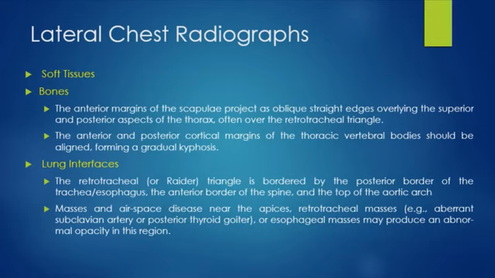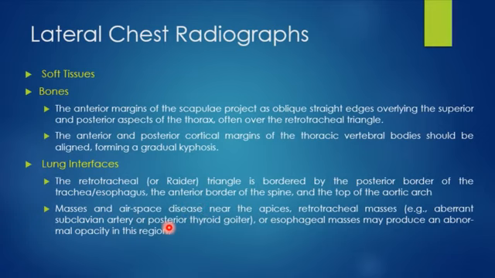Passing to lateral chest radiograph, soft tissues are usually seen because the air will outline the axillary folds till it reaches the arm. Above the bone, the anterior margins of the scapulae project as oblique straight edges overlying the superior and posterior aspects of the thorax, often over the retrotracheal triangle. The anterior and posterior cortical margins of the thoracic vertebrae should be aligned, forming a gradual kyphosis. Lung interfaces. The retrotracheal or Rader's triangle is bordered by the posterior border of the trachea, the anterior border of the spine, and the top of the aortic arch.